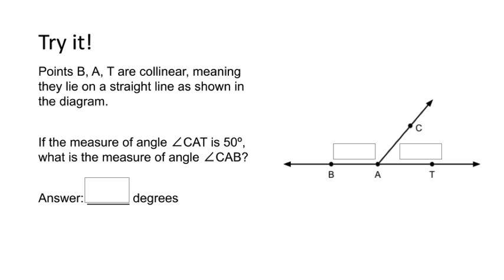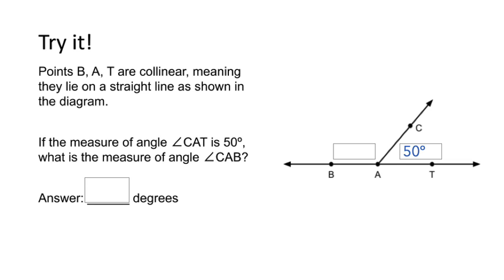Here's one for you to try. Points B, A, and T are collinear. There's a word that you know, meaning they lie on a straight line as shown in the diagram. If the measure of angle CAT is 50 degrees, what is the measure of angle CAB? So take a look at the diagram, start at C, go to AT. That angle right there is acute. It measures 50 degrees. What is the measure of the other angle? Try it, and then let's see if we agree.